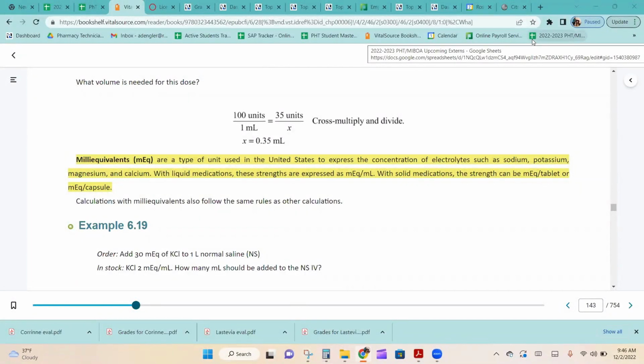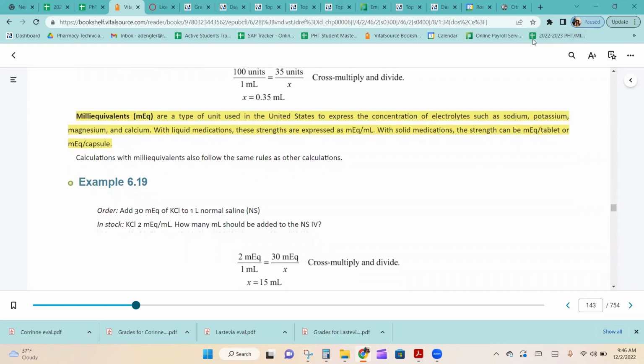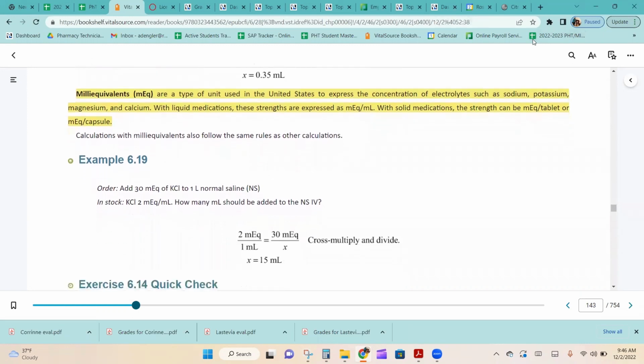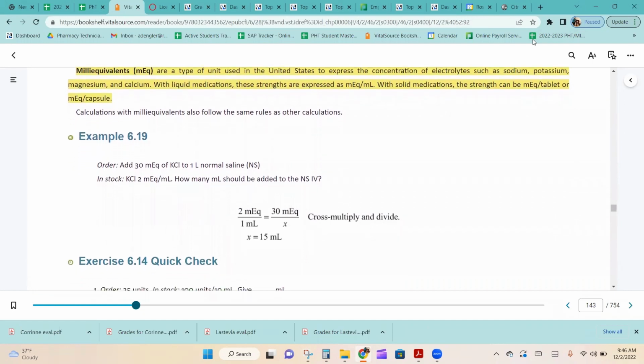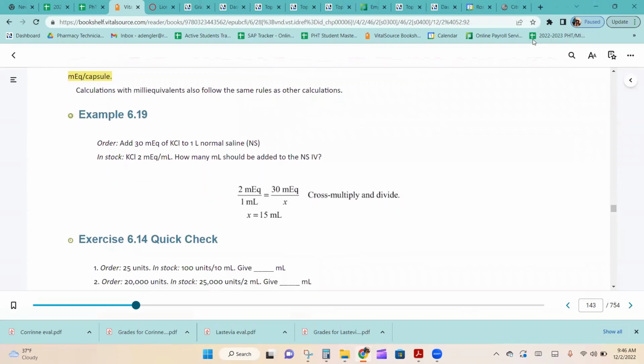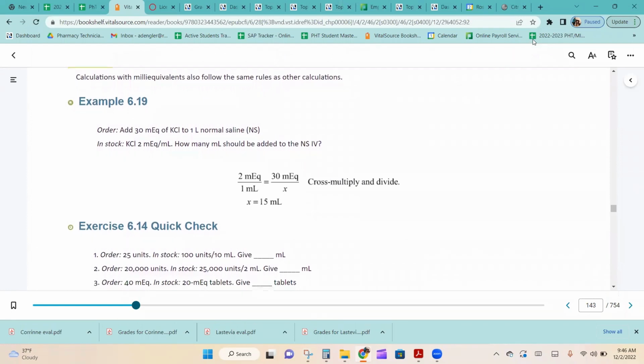Milliequivalents are a type of unit used in the United States to express the concentration of electrolytes such as sodium, potassium, magnesium, and calcium. With liquid medication, these strengths are expressed as mEq per ml. Make sure to note that the E in milliequivalent is capitalized. With solid medications, the strength can be mEq per tablet or mEq per capsule. Right, and then we'll go through some examples of these problems.